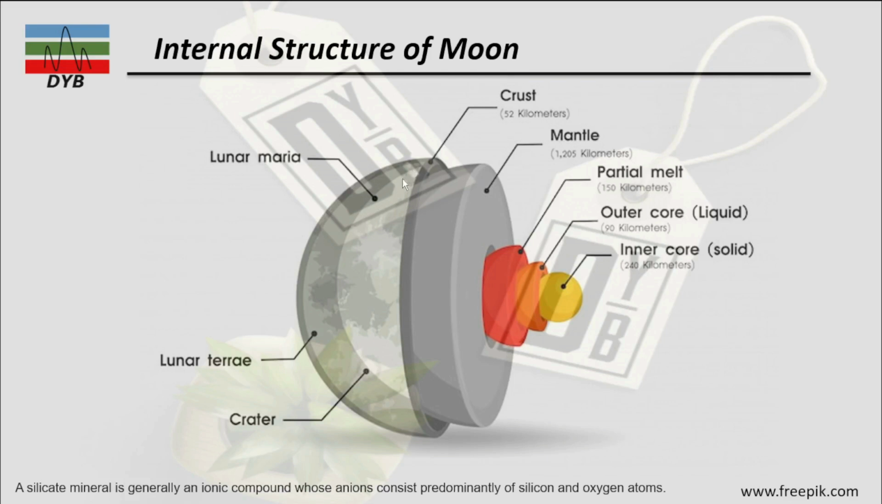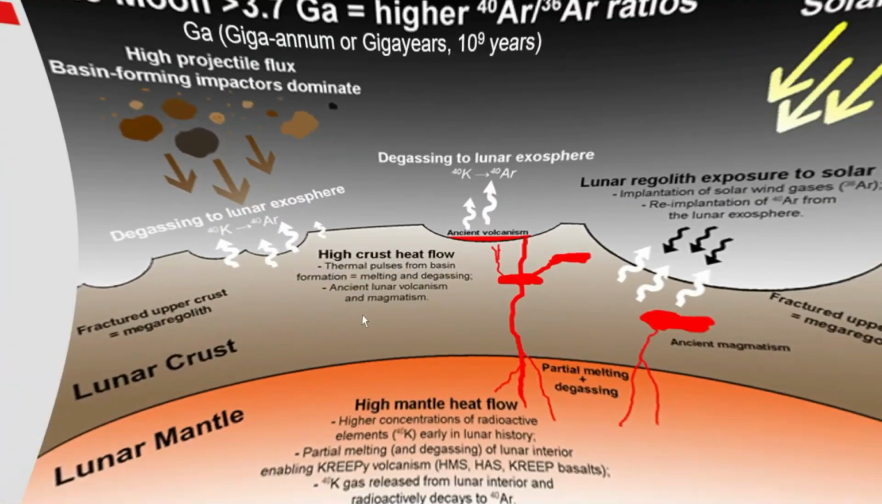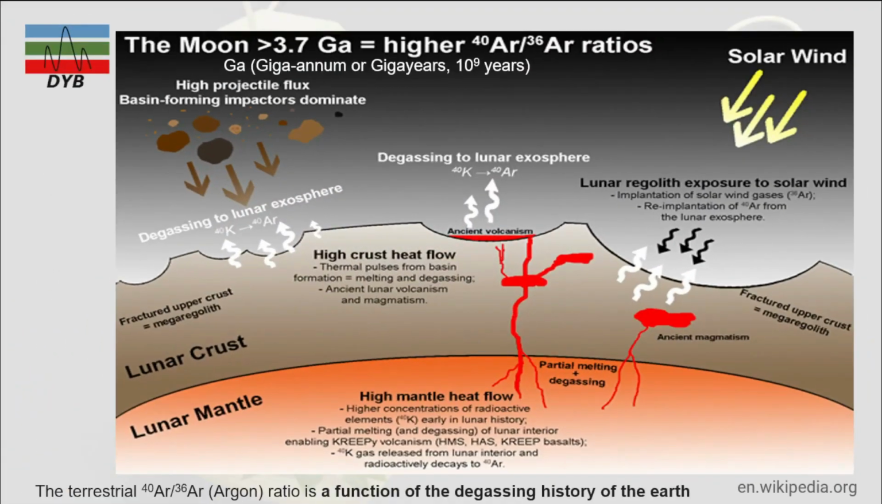If you look at the crust, it is mostly made of silicate minerals, which is generally an ionic compound whose anion consists predominantly of silicon and oxygen atoms. These represent the craters which we have here and the lunar trail. Now we look at the processes that happened up to today, and what are the actual processes that form these types of rock minerals on the surface of the moon.